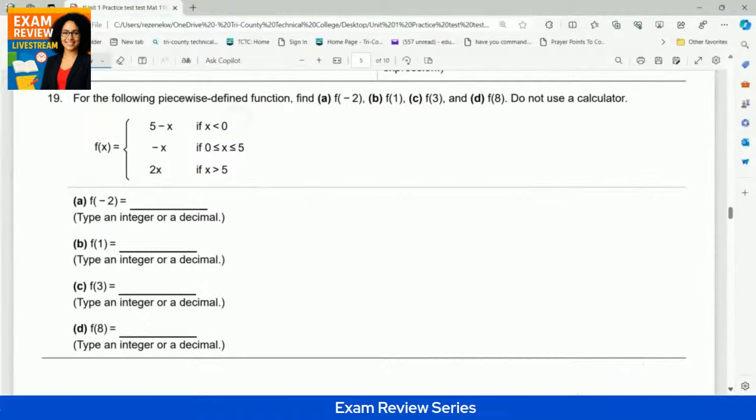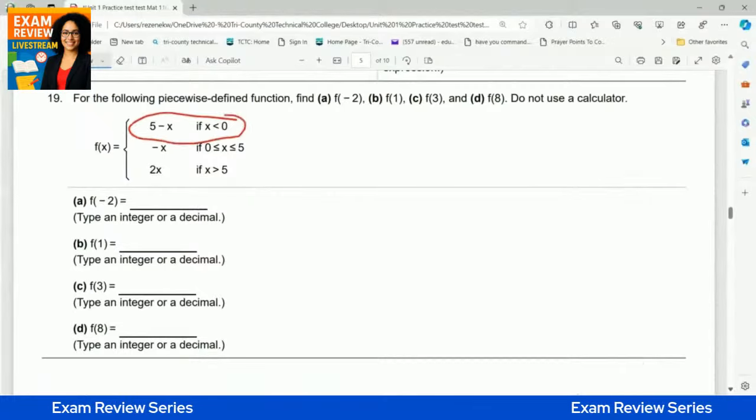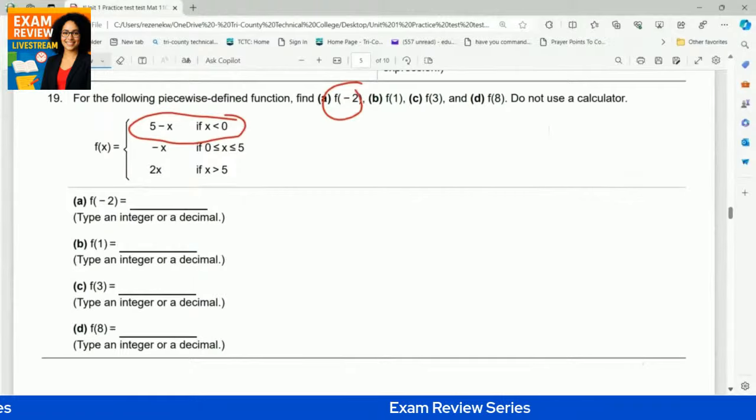This piece of a piecewise defined function is possible when x is less than 0. So I'm going to find all the x less than 0 here. That's only one x less than 0. I will evaluate that. It will not work any other place. F of -2 can only happen when x is less than 0.